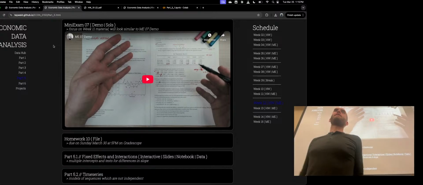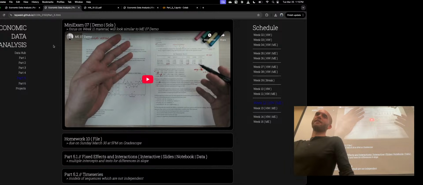All right, let's get started. So we have a real banger today. This is one of the extensions of the core general linear model.